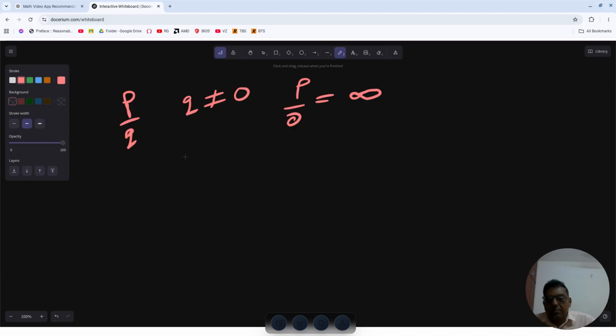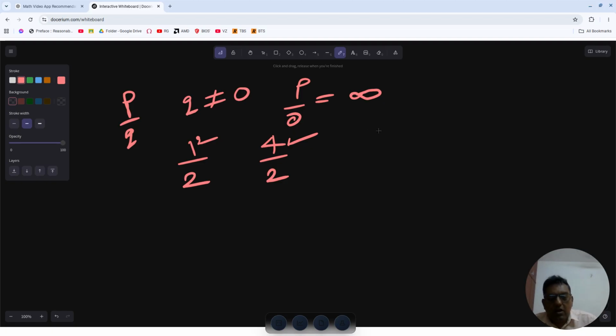Certain fractions have two forms, like proper fractions and improper fractions. For example, if you have 1 by 2, here the numerator is less than the denominator. That is why it is a proper fraction. If you have 4 by 2, numerator greater than denominator, then it becomes an improper fraction.